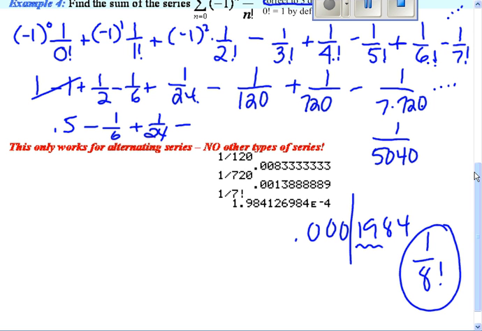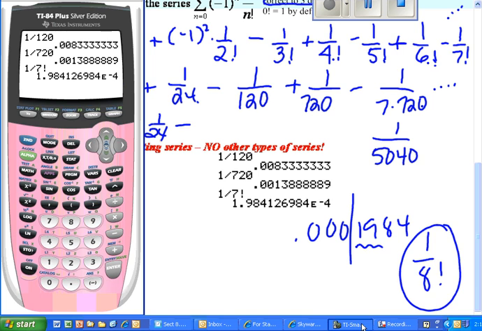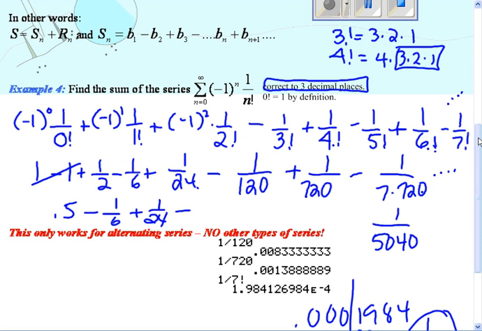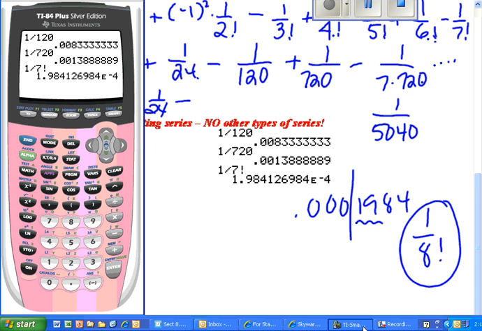Alex doesn't believe me. I can take my calculator out because it said to find it. It said right there, find it correct to 3 decimal places. So we have to do this. Let's just go ahead and do it.